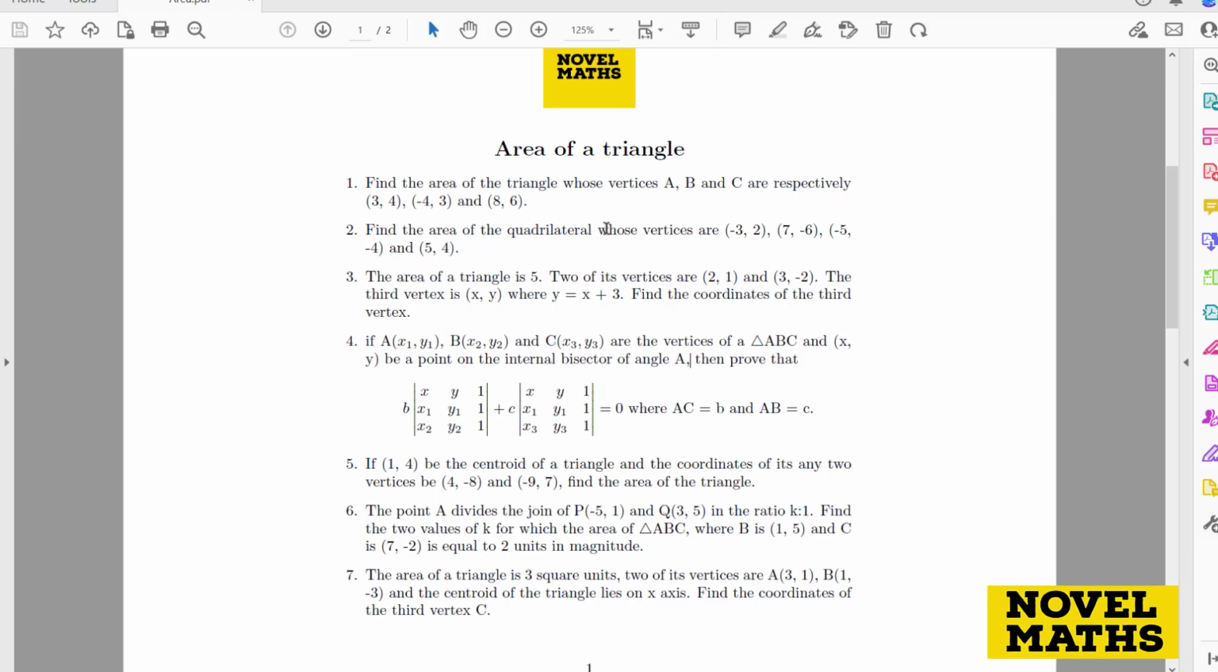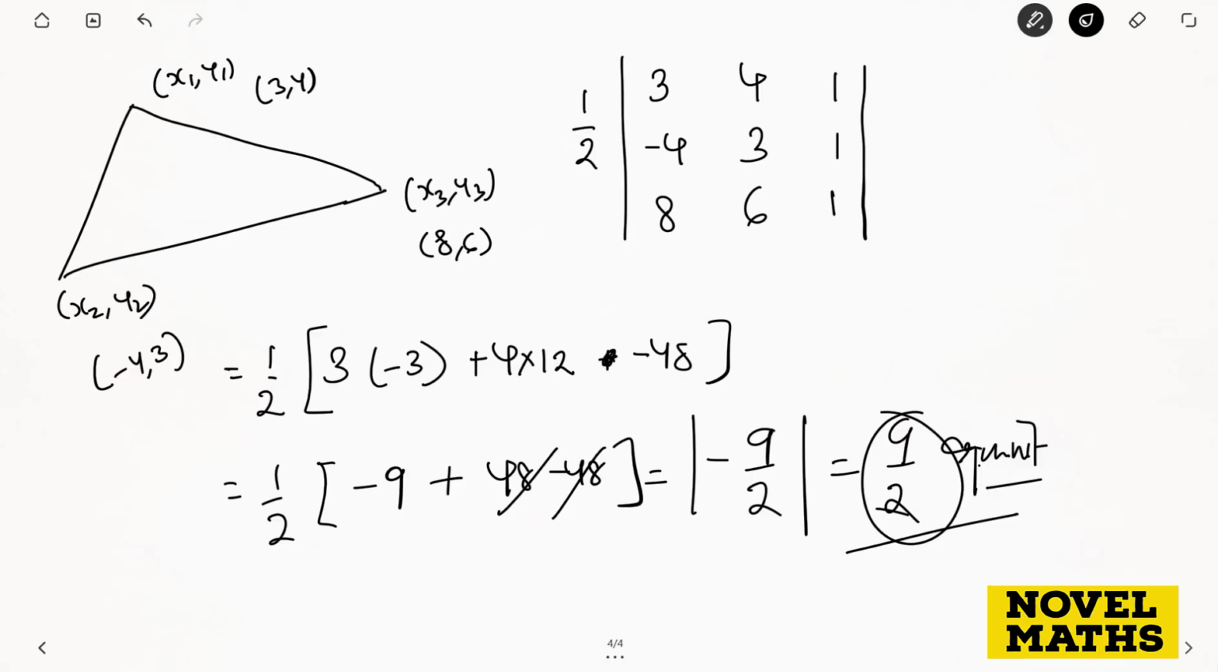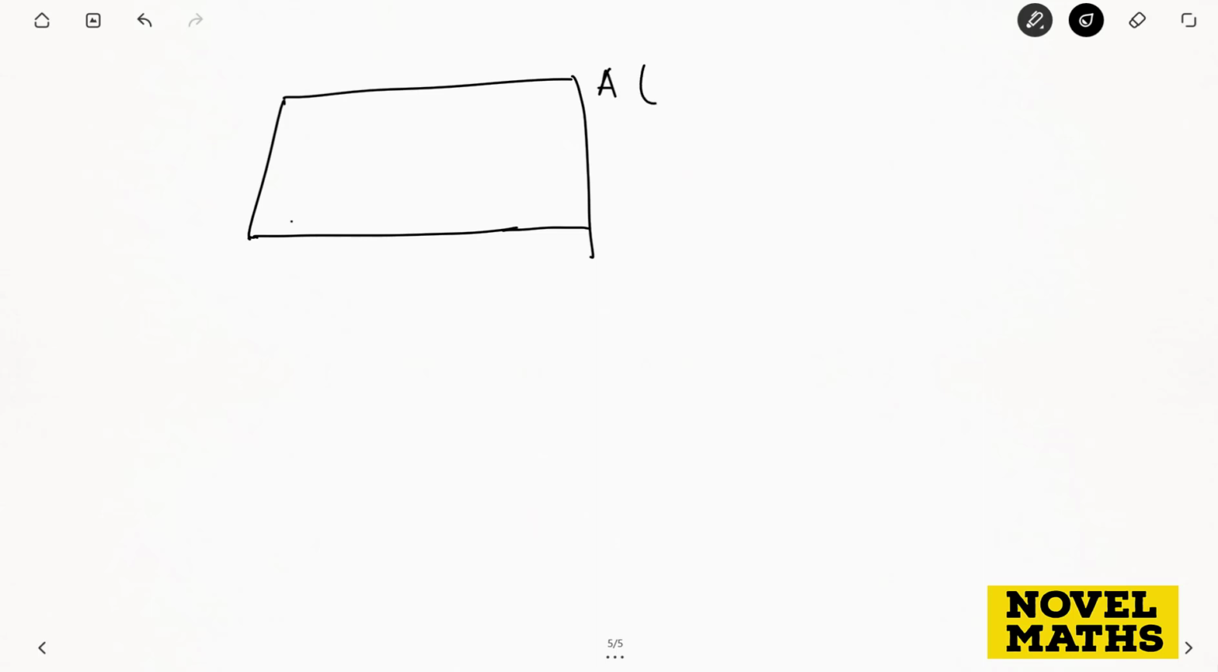Find the area of the quadrilateral whose vertices x1, y1, x2, y2, x3, y3 and x4, y4 are given. So we can easily figure it out. This is just a calculation problem. I'm not going to solve it fully. Probably you can do the calculation, but I will give you the starting point. So maybe A is 5, 4, B is negative 3, 2, C is negative 5 and negative 4, and D is 7, 6.